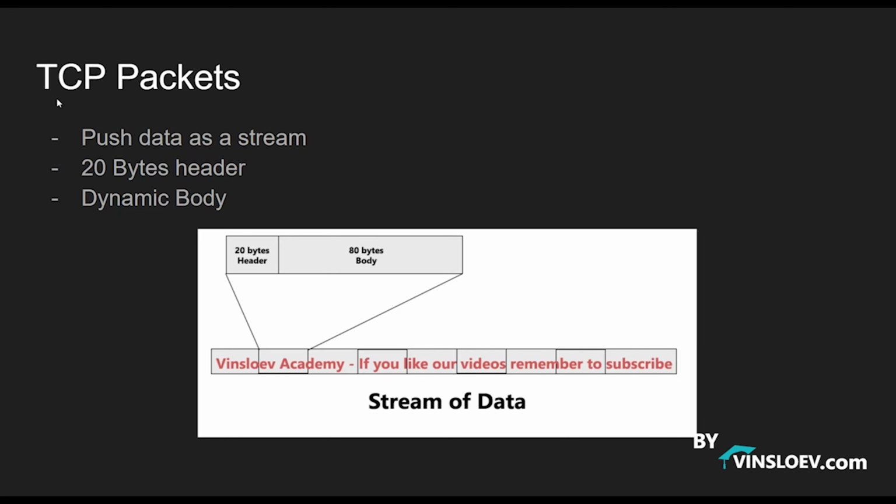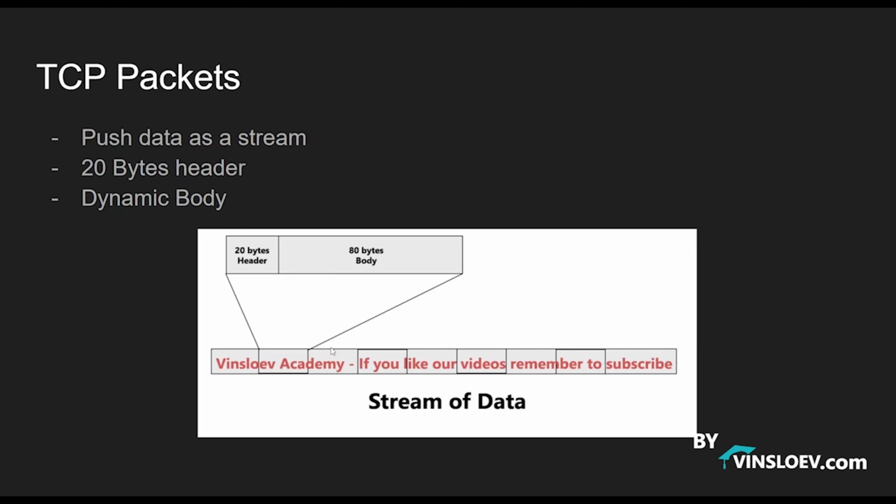And since this is TCP, we need to have a header on our packages. We also have that with UDP, but with TCP we need a 20 byte header. And that is because when we are breaking down these messages, as you see right here, we are just breaking them down in random places. So for example, this is one package, this is another package, and so on, meaning that we have 80 bytes of body left for our data.